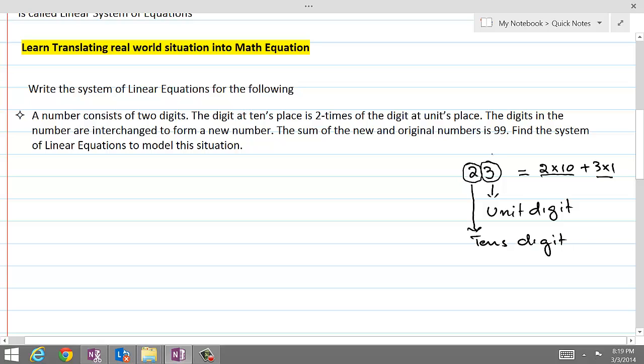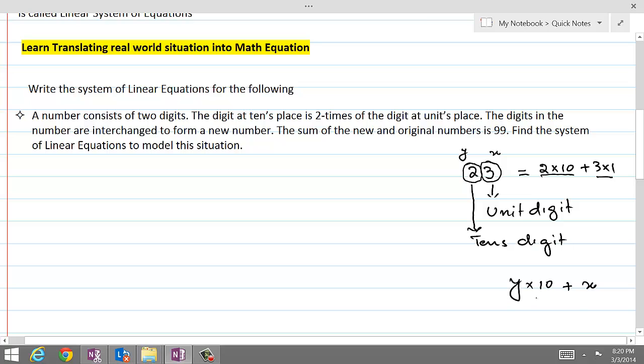So if this is a variable x, then this could be whatever, but we can name it as y. But if we were to write the number, we would write it as x plus 10 times y. Just like we wrote 3 was the unit digit and 2 was the tens digit, we wrote 3 plus 2 times 10. Similarly, if the number consists of x and y, then we would write the number as x plus 10 times y. So this is the background.